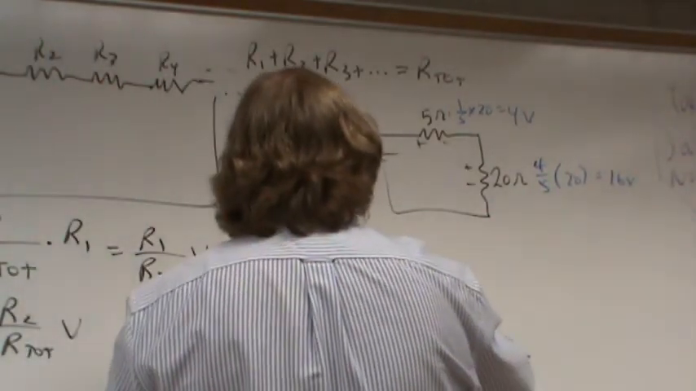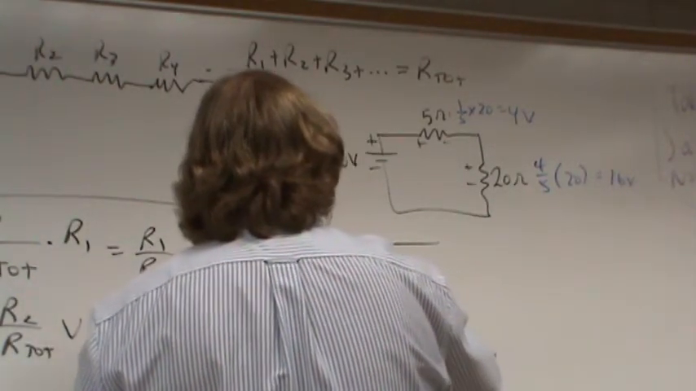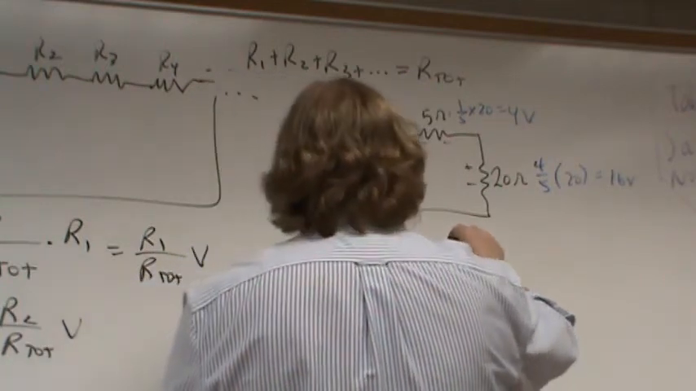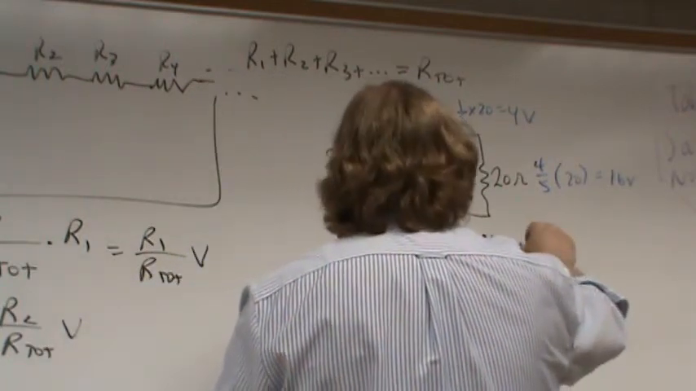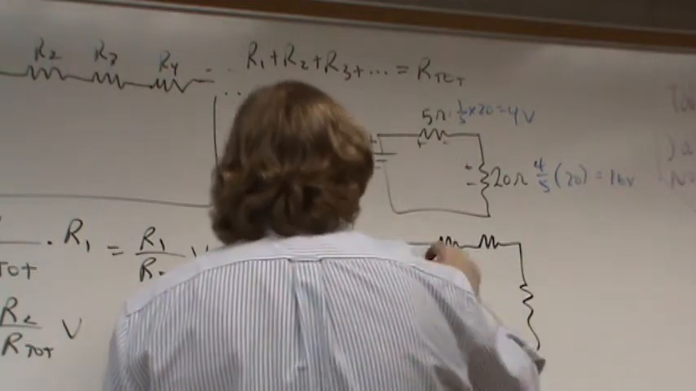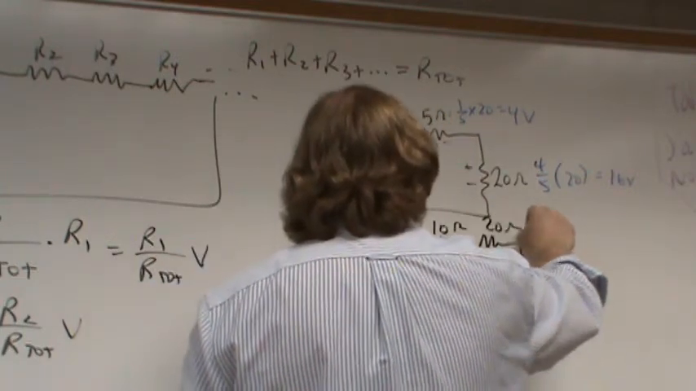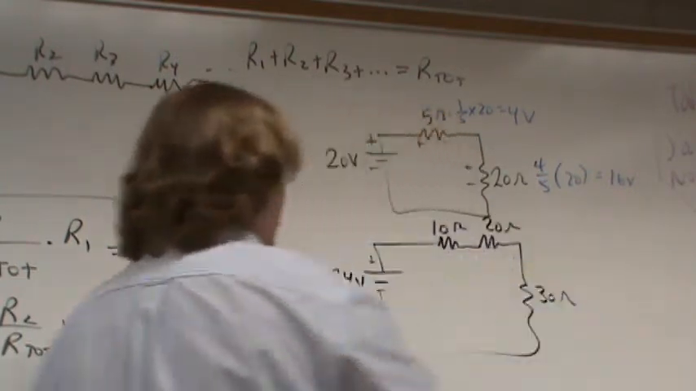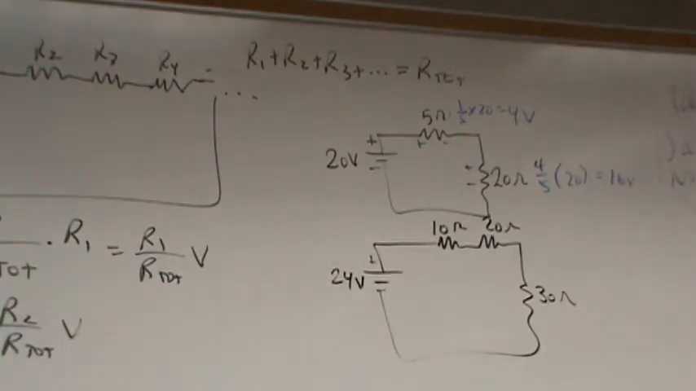Here, I'm going to give you a 24-volt battery, and I'm going to have 10 ohms, 20 ohms, 30 ohms. So this is 10 ohms, 20 ohms, and 30 ohms. I want you to get the voltage drop across each one of those resistors. And to do that, you can just do this. Just your resistance over the total resistance times the voltage.